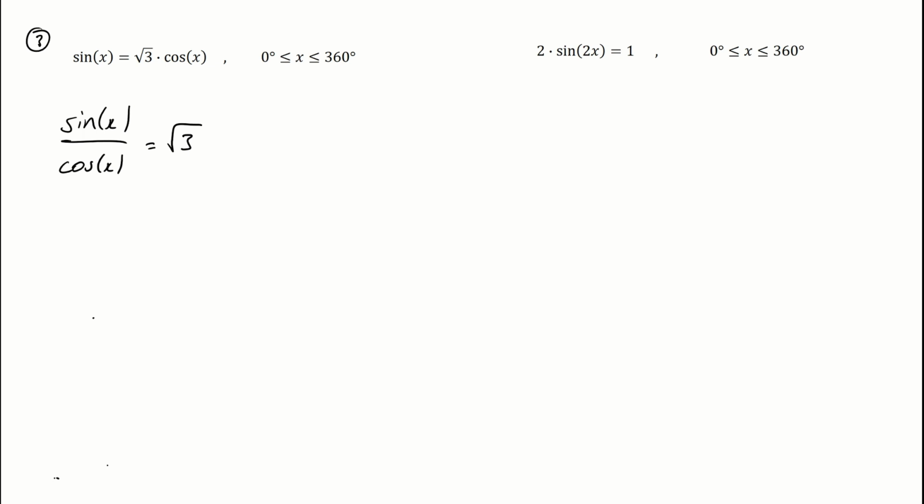However, we know what the sine divided by cosine is. We know that that is equal to the tangent. So this is my tan of x, and I need my tan of x to be equal to the square root of 3.